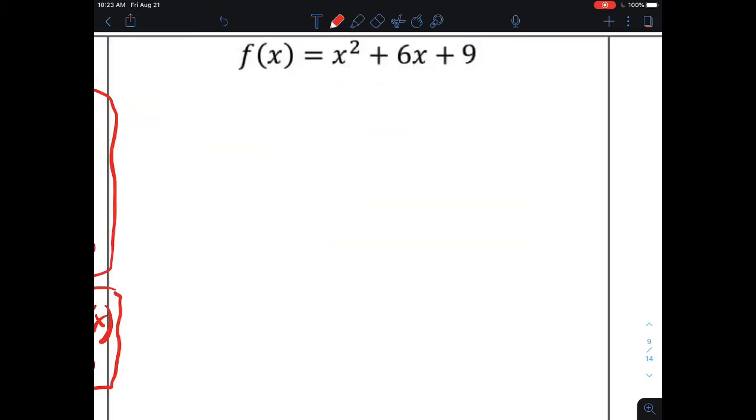Okay, now let's look at another. We want to do the same thing. We want to determine the range of f by using our inverse function. So we've got to start off by trying to find the inverse function.